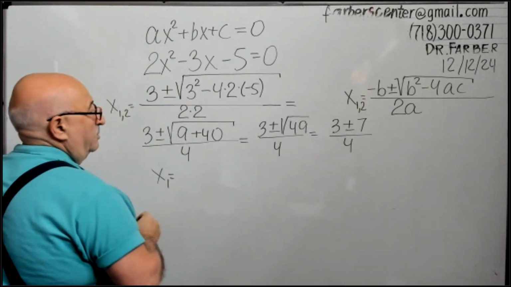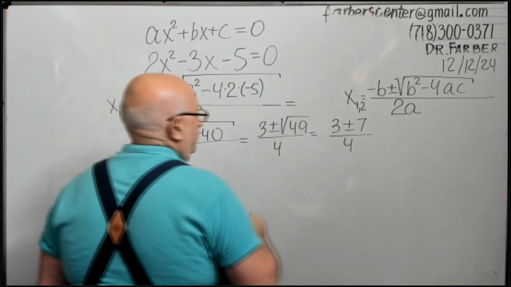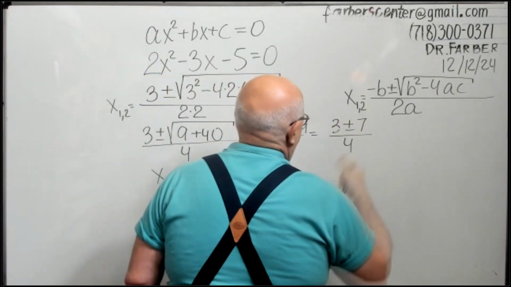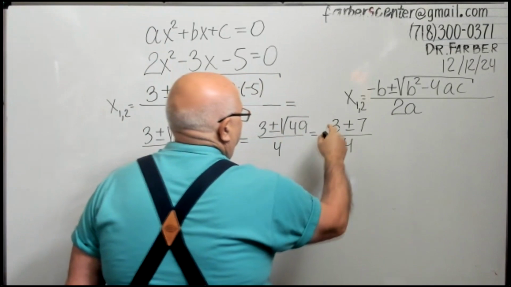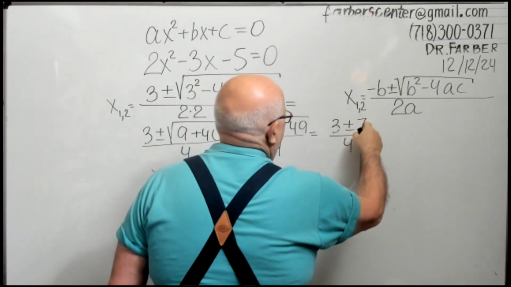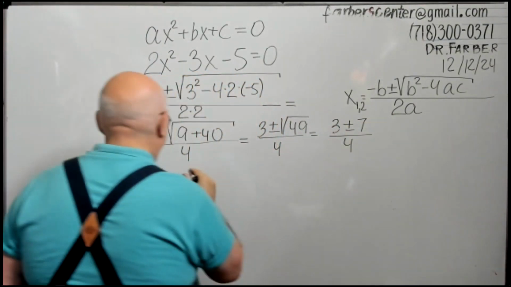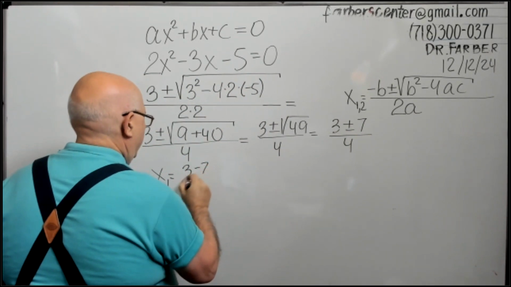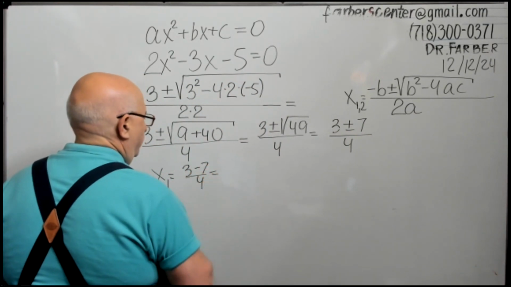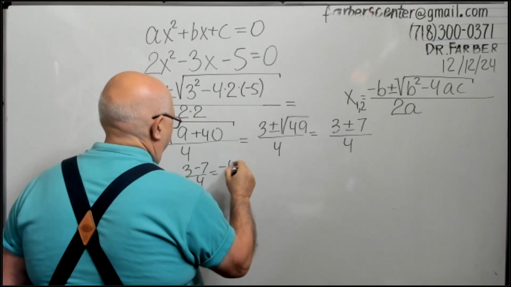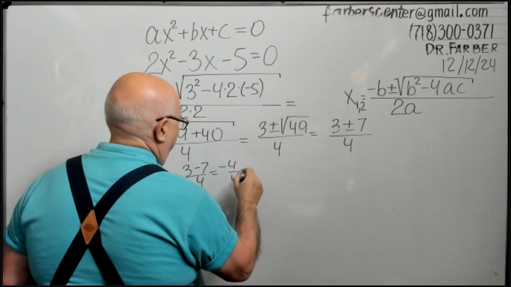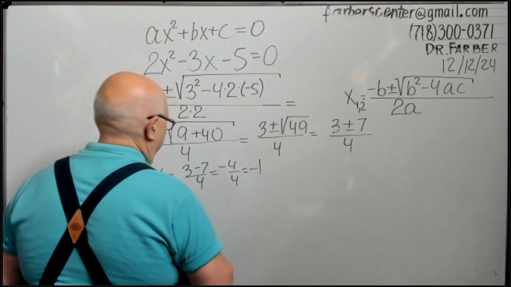Now, x1 equals, for instance, you can use this or this branch, doesn't matter. 3 minus 7. Let me write step by step. 3 minus 7 over 4. It's negative 4 over 4, or negative 1.